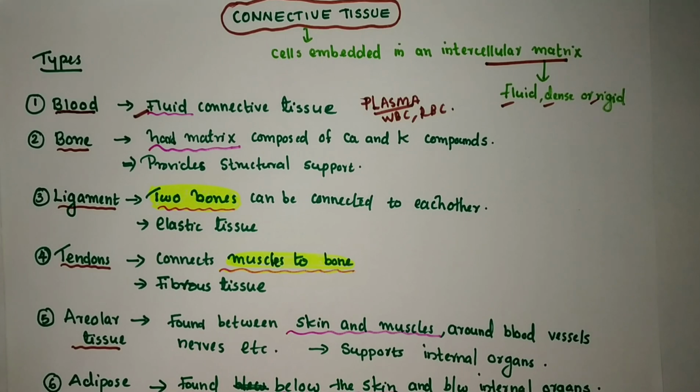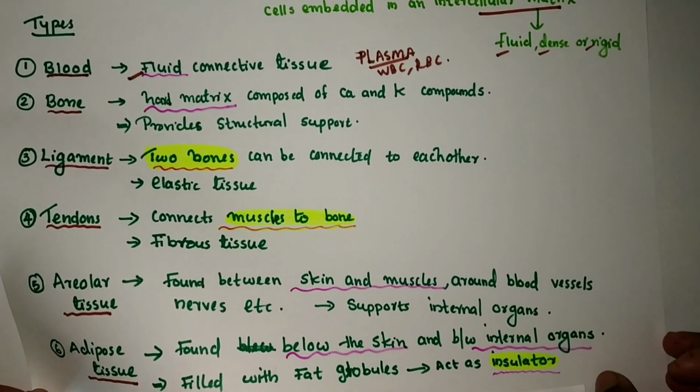Next type of connective tissue is bone, which has a hard matrix composed of calcium and potassium compounds and provides structural support, and is also anchored with muscles or skin. Next type of connective tissue is ligament, the connection between two bones, which is an elastic tissue. Tendon connects muscle to bone, and is a fibrous tissue. Next type of connective tissue is areolar tissue.